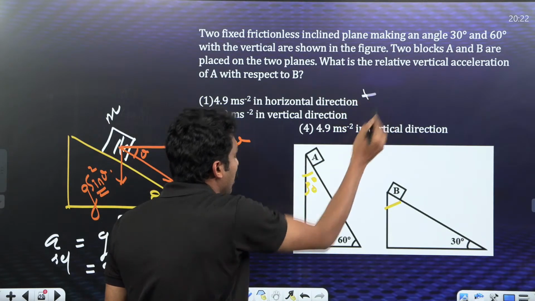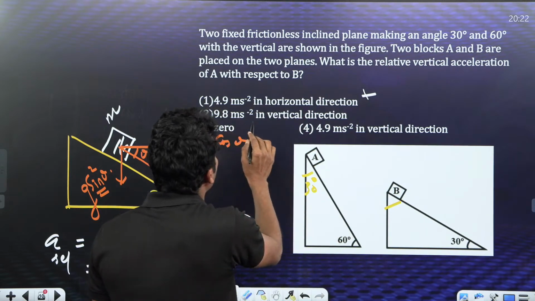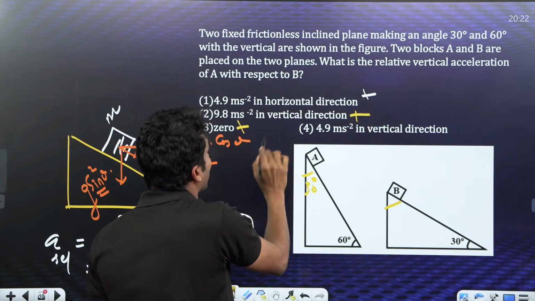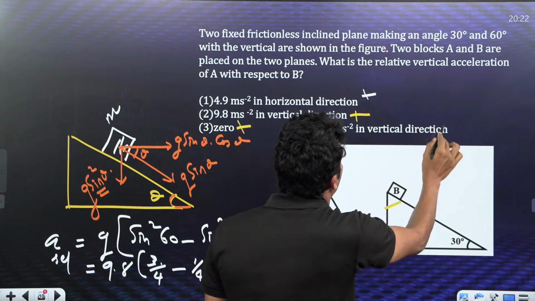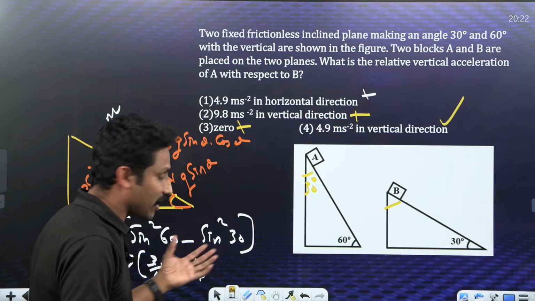Okay, it is not in the horizontal direction actually. 9.8 is also incorrect, and 0 is incorrect. It is 4.9 meter per second square in the vertical direction. That's the answer to this particular question. Option 4. You understood this?